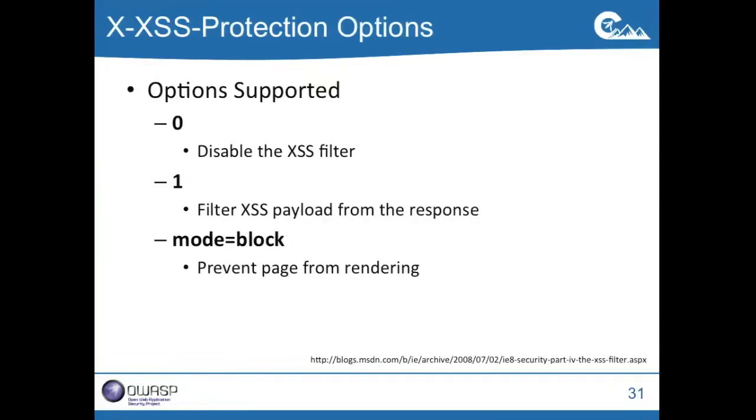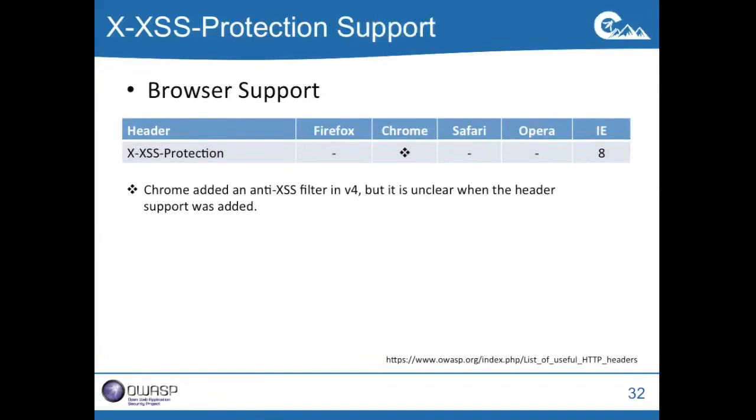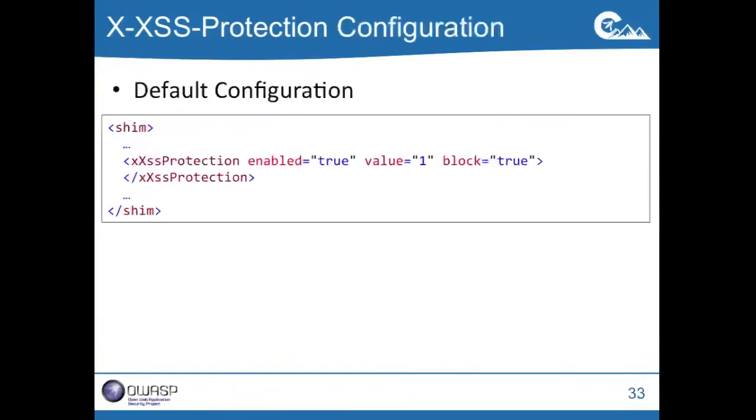Basically, you have three options. 0 for disabling the XSS filter. 1 allows the XSS payload to be dropped but renders the rest of the page, and mode equals block blocks the whole page. So if there's an XSS detected, it won't let it through at all. Browser support, IE, and Chrome at some time because it just works. And then again, the default configuration, the value is 1, so it's going to block the XSS content but let the rest of the page render, and block equals true.